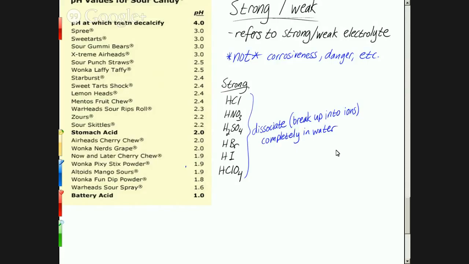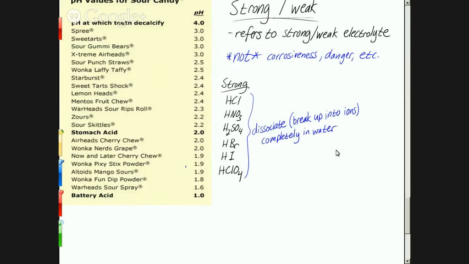So they break up completely in the water, therefore they're strong acids, and they're all just as strong as any other one. But that doesn't mean that they're the most dangerous acids necessarily. Something like HCl, you know, it's stomach acid. It can be corrosive at high concentrations, but very dilute HCl is not really going to hurt you. Not really going to be a problem.